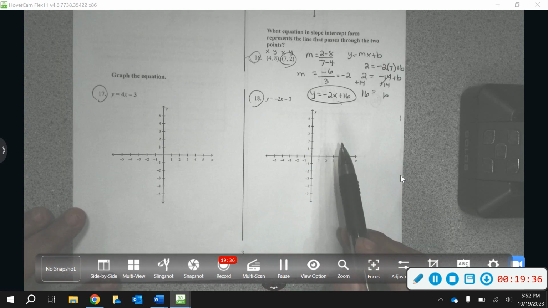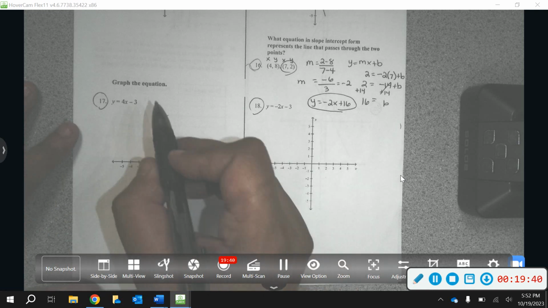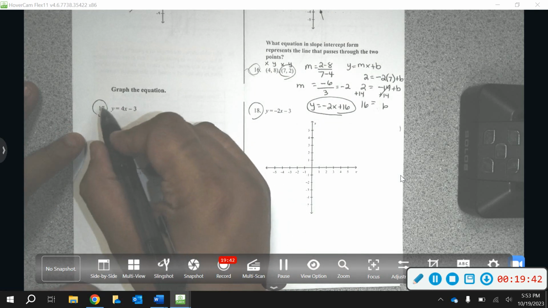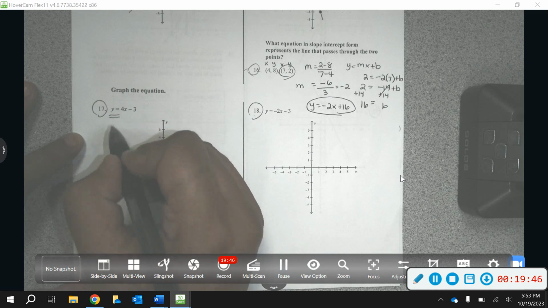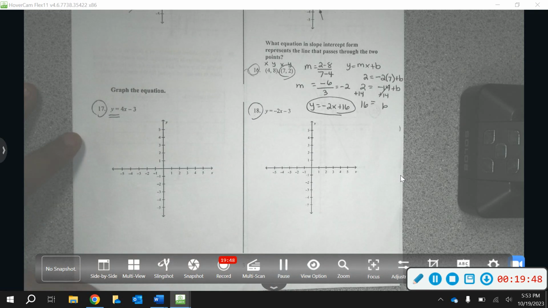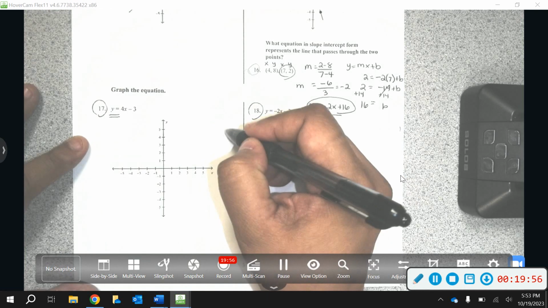18 is just for practice for you. I'm going to go over number 17. For 17, this is already in slope-intercept form. That means I have a y equals. You need a y equals to graph, okay? I'm going to show you how to do this by hand, and then I'll show you in the calculator.